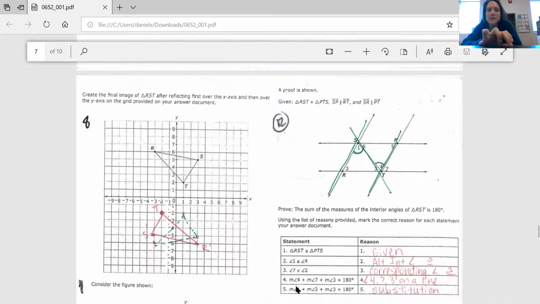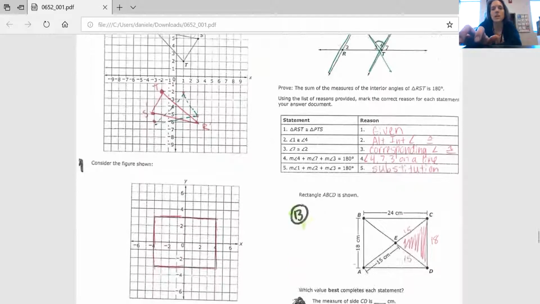And then because I knew 4 and 1 were the same, I can swap them out. Because I knew 7 and 2 were the same, I can swap them out. So what I just did to prove that angles 1, 2, and 3, which form a triangle, add to 180, is because I substituted for equivalent parts that I already knew.